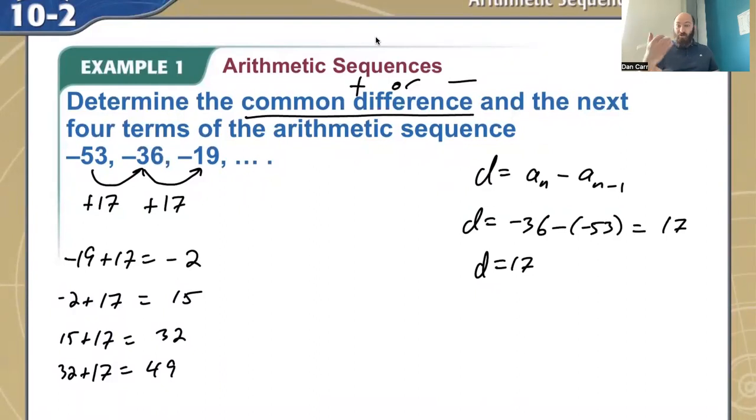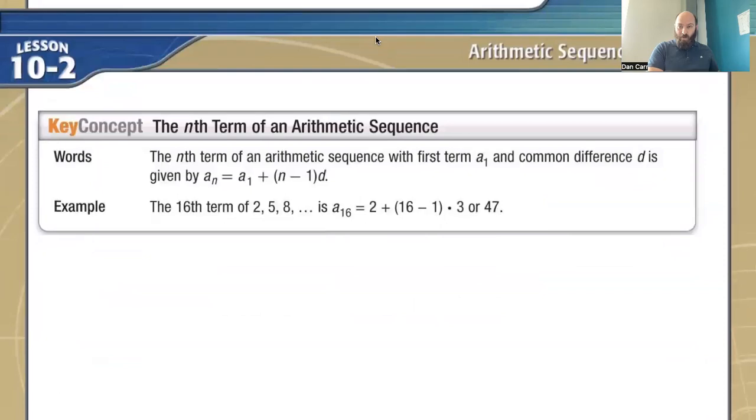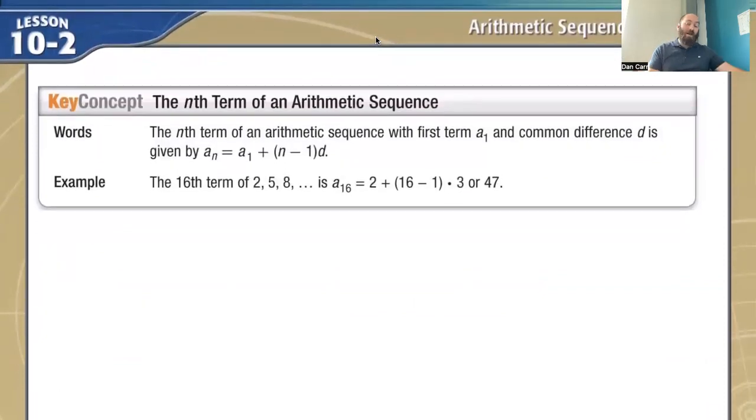Whenever you add or subtract by a constant number, that is creating an arithmetic sequence. We can model that with its own kind of rule. The nth term of an arithmetic sequence, and when we say nth term, what we mean is this a sub n, is always equal to the first term, a sub 1, and with the common difference of d, it looks like this: a sub 1 plus n minus 1 times d.